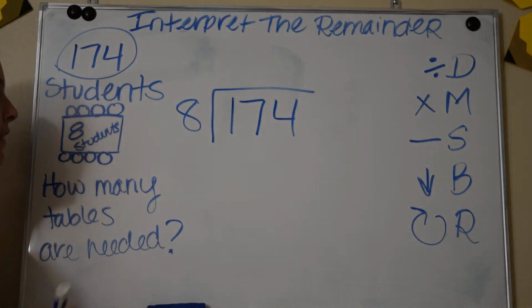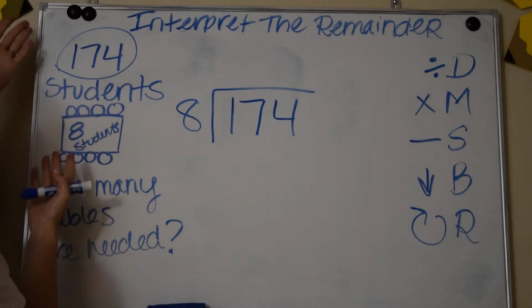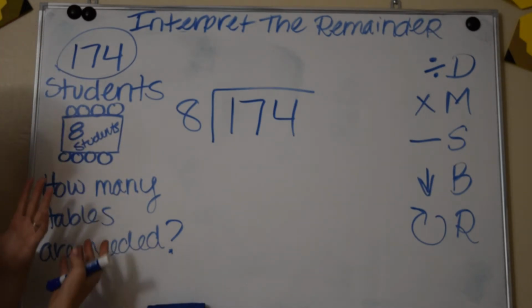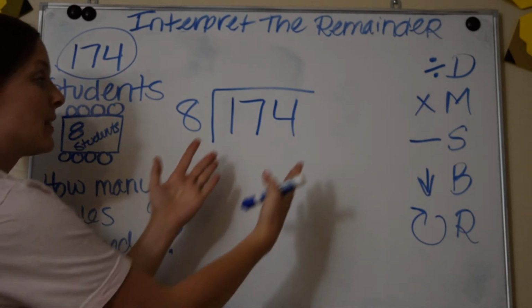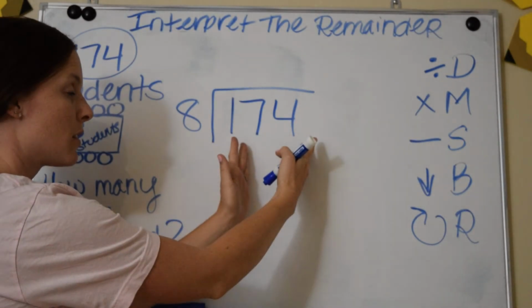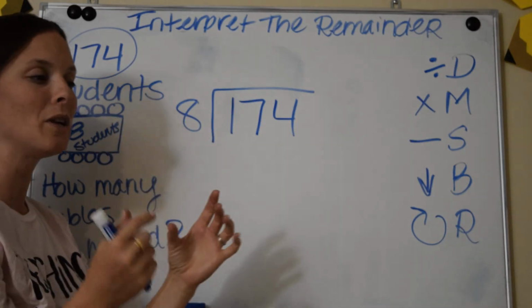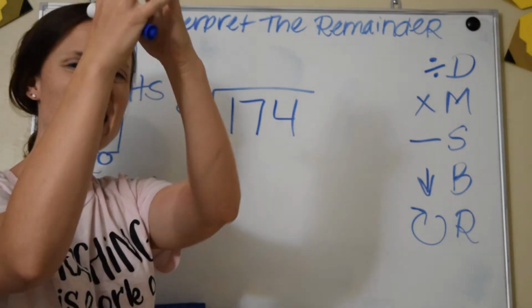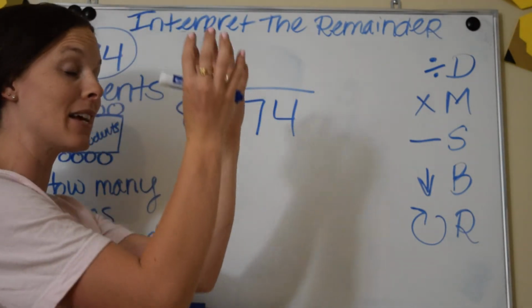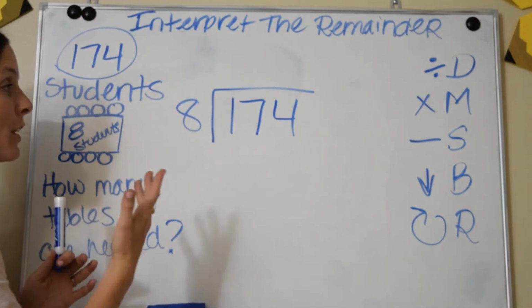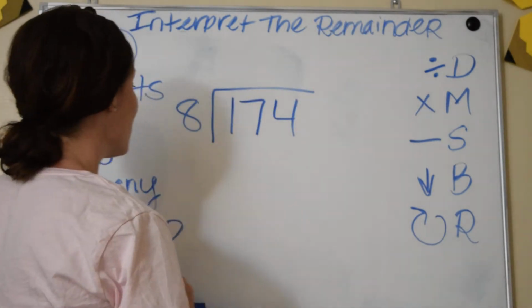Now, why is it divided by 8? Well, those are the numbers that were given to us in this problem solving. So it's 174 students divided into 8. Why is it 8? Because we need groups of 8, because only 8 students can fit at one table at a time. So we're going to go ahead and go through the steps of dividing.